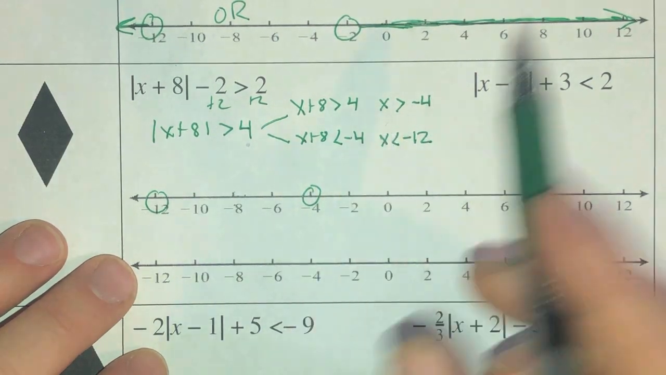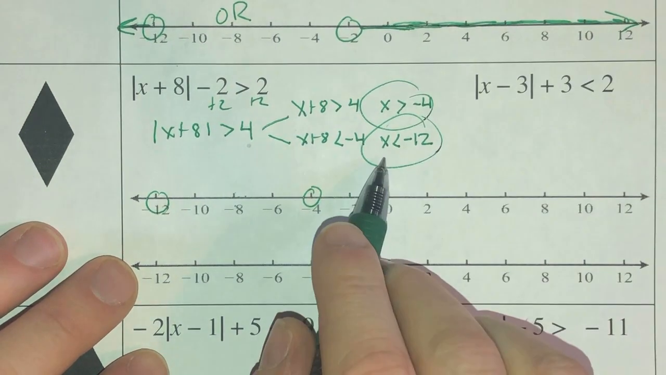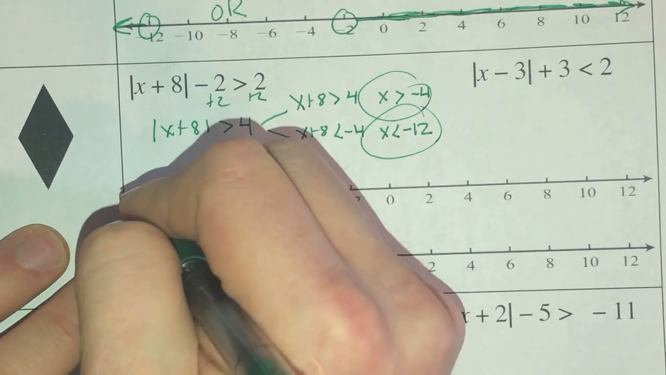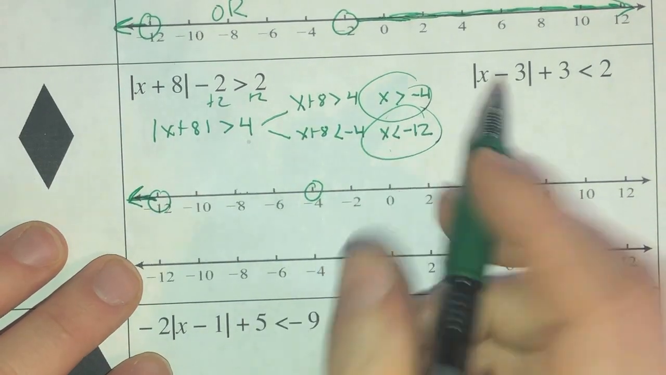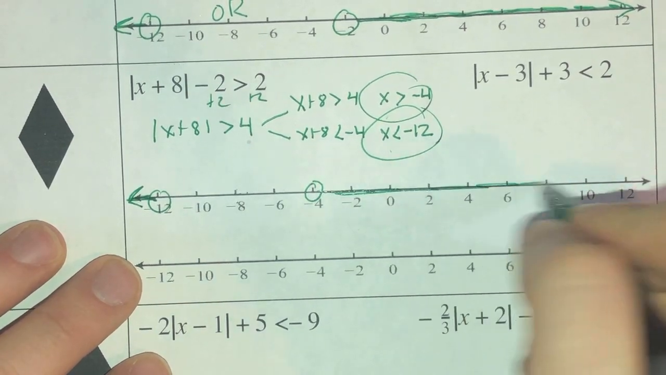Second method of doing it, looking at the inequalities themselves. Negative 12, less than is to the left. More than is to the right.